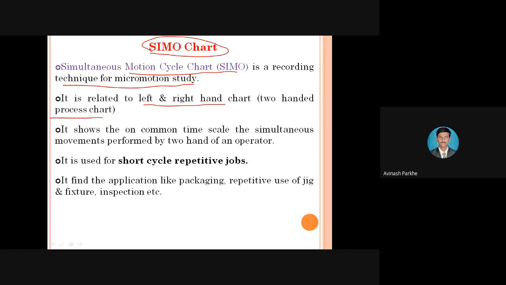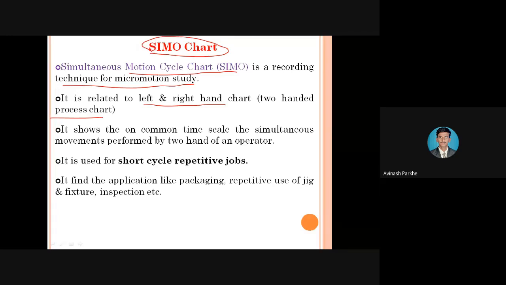We are performing only one operation, but in order to perform that particular operation, utilization of the left hand is taking place, utilization of the right hand is also taking place, and both the movements are recorded by using two different charts, and that concept is called a two-handed process chart.